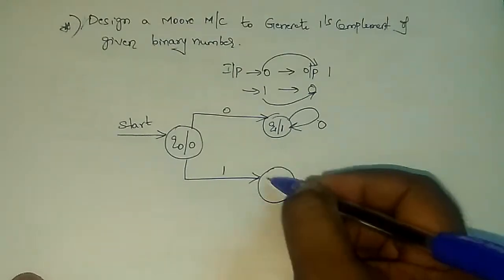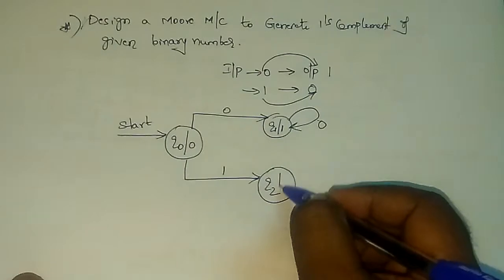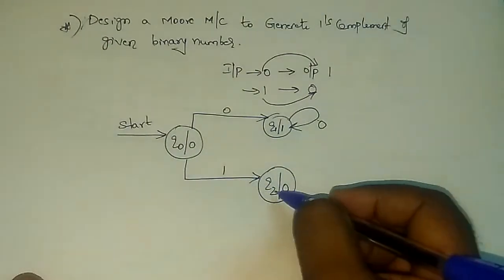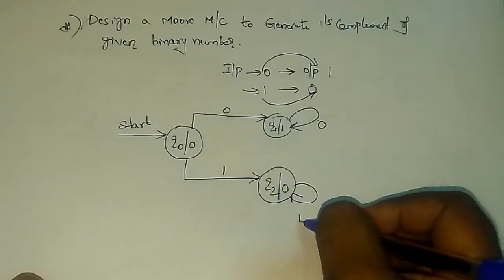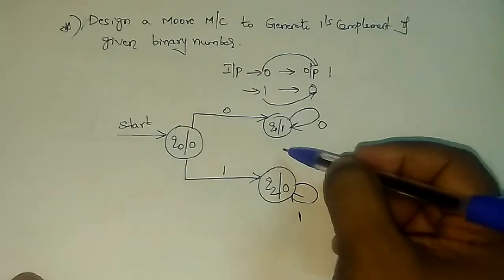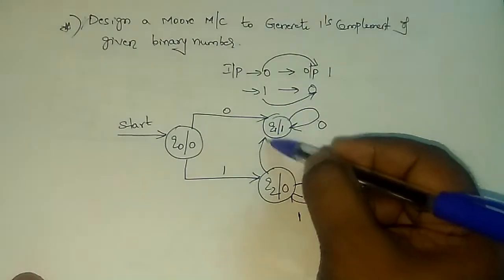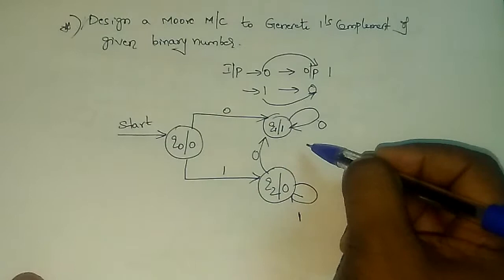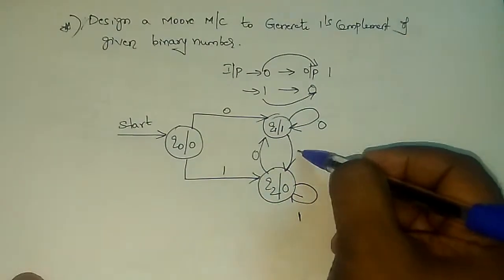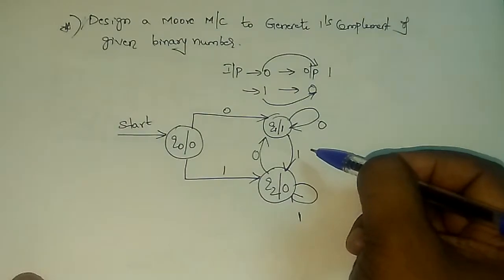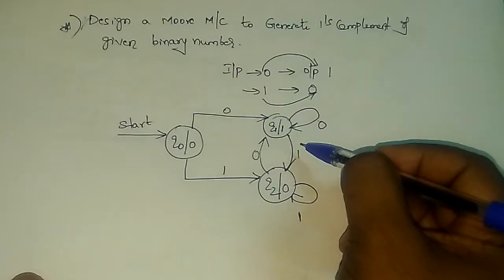Next, take another state Q2. Here my input is 1, so the output should be 0, the opposite, the complement. So my output is 0, and the self loop should be 1. Here my output is 1, so from here I should get input 0. Here the output is 0, so I should get input 1. In this way we construct a Mealy machine. So if you see, the logic is correct.